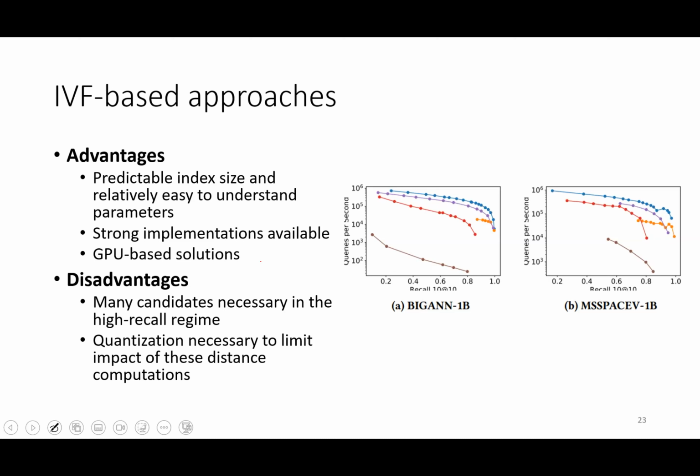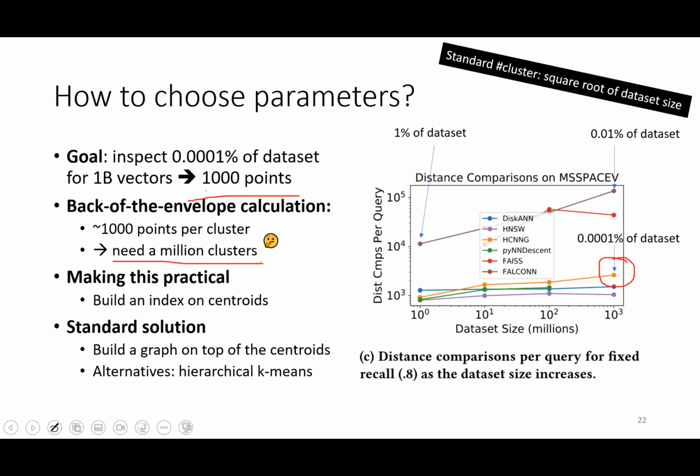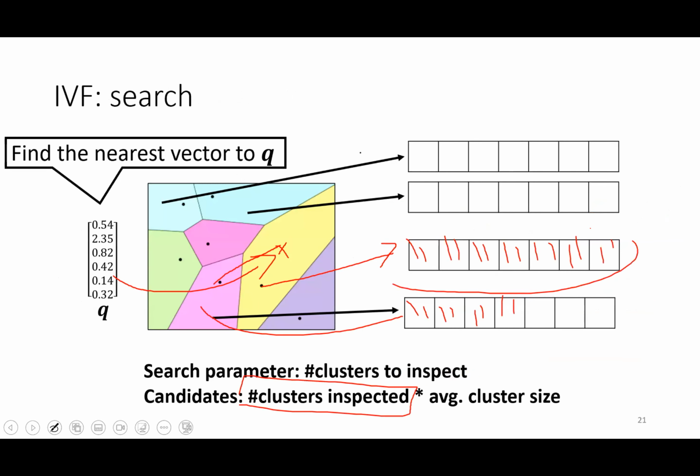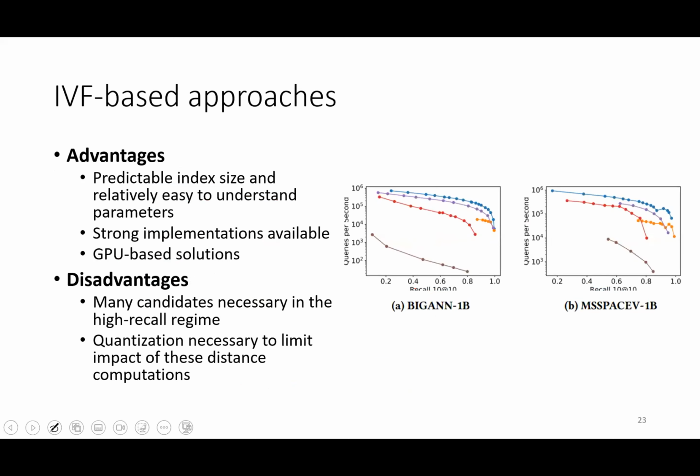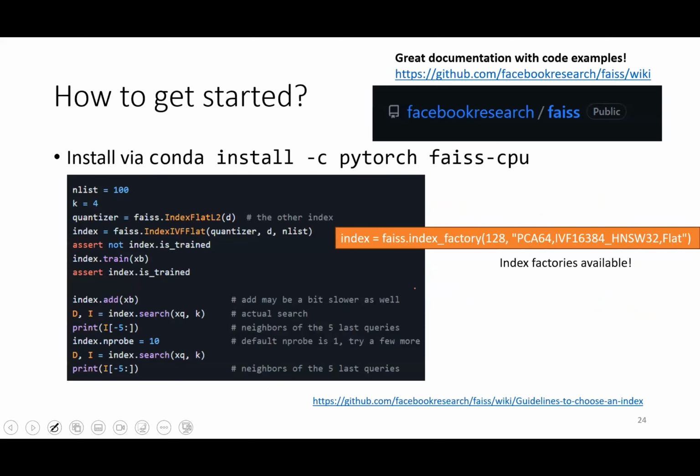For graphs, Yusuke didn't have to explain anything about quantization. For these IVF approaches, you're really bound by how many points did I inspect here? How many distance computations did I carry out? Okay, how to get started? It's on the slides. With FAISS, it's much more straightforward to do these things.